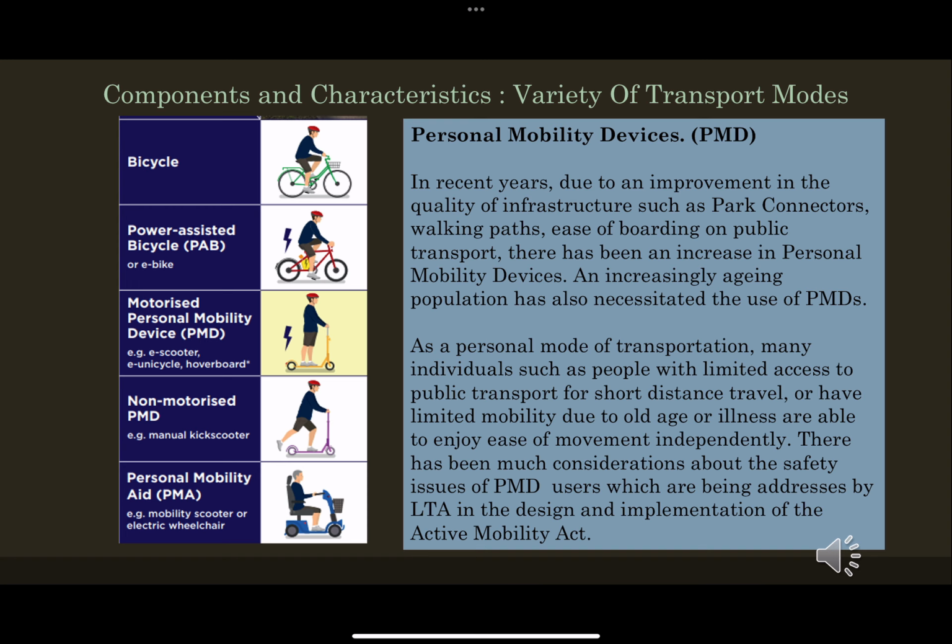There has been much consideration about the safety issues of PMD users, which are being addressed by Land Transport Authority. They have designed and implemented various initiatives as well as the Active Mobility Act. Although this is not part of your Sec 2 syllabus, I think it will be worth your time to find out more about how PMDs have eased the movement of people with limited mobility, as well as to find out more about what the Active Mobility Act entails.